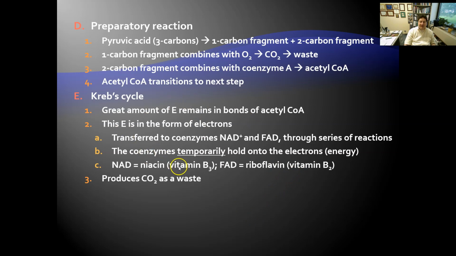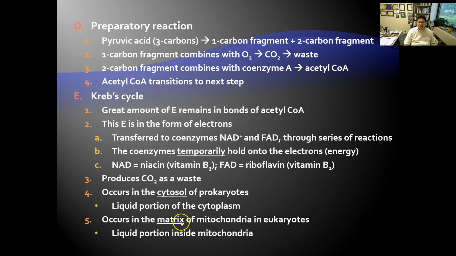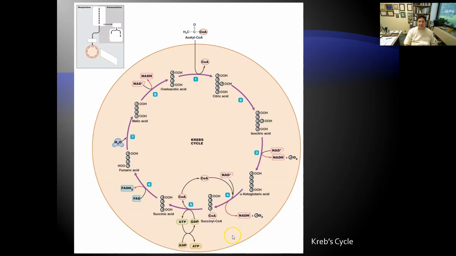Now, during Krebs cycle, when we hand off these electrons to NAD or FAD, we're going to produce carbon dioxide as a waste, and Krebs cycle occurs in what's called the cytosol in prokaryotes. The cytosol is the liquid portion of the cytoplasm inside the cell. In eukaryotes, it occurs inside the liquid portion of the mitochondria, an organelle called the mitochondria. Here's Krebs cycle in depth. If you're interested, you don't have to know all that.